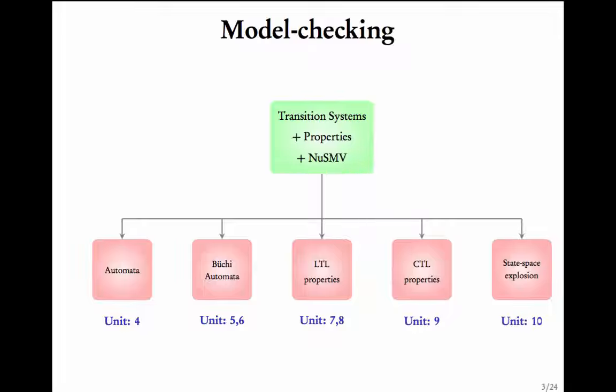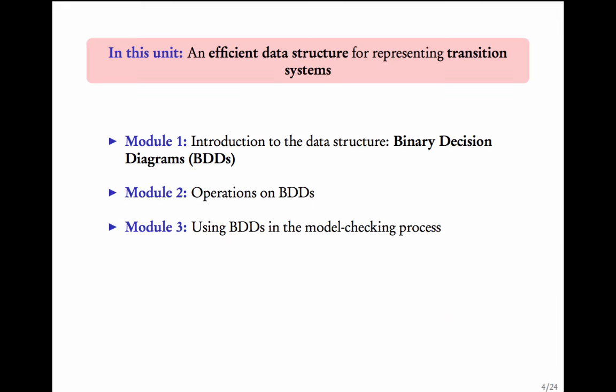increase exponentially. If you have one Boolean variable, there are 2 states. If you have 2 Boolean variables, there are 4 states. If you have n Boolean variables, there are 2 to the power n states, and so on. Clearly, we need an efficient way to represent transition systems since they are huge. In this unit, we will look at a data structure for representing transition systems efficiently.